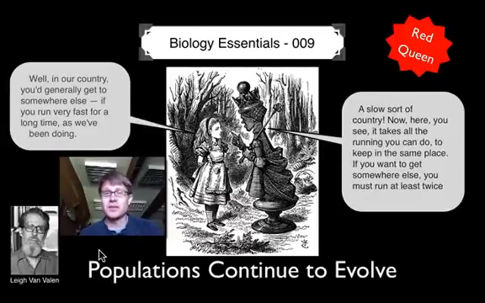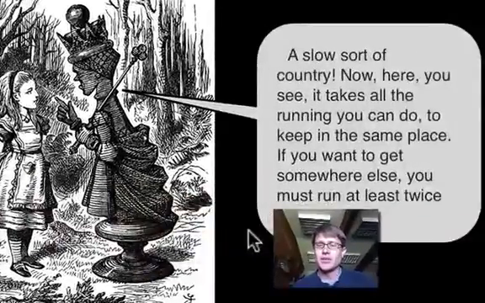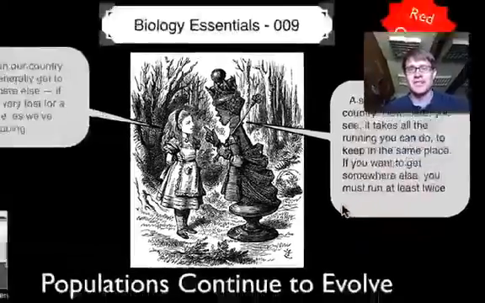One of my favorite theories in all of evolution is the idea of the Red Queen theory, and it essentially comes from Alice Through the Looking Glass, where Alice, remember, is running around with the Red Queen, and she eventually stops and says, well, in my country, you generally get somewhere if you run as fast as you can, like we've been doing. And the Red Queen says, you live in a slow sort of country. Here it takes all the running you can do just to stay in the same place. If you want to get somewhere else, you must run at least twice as fast.